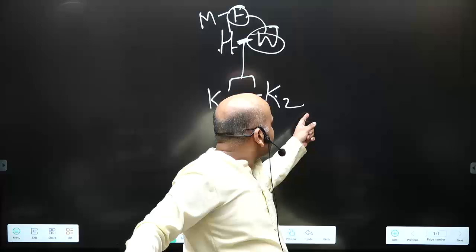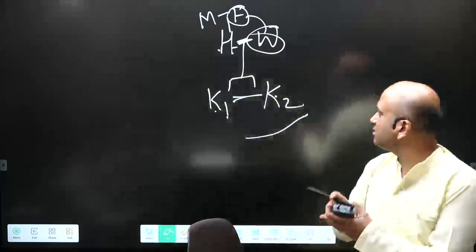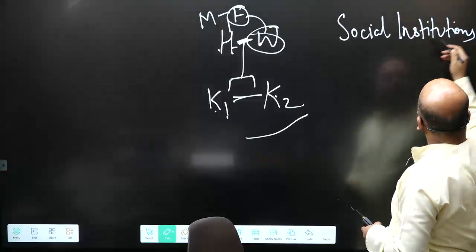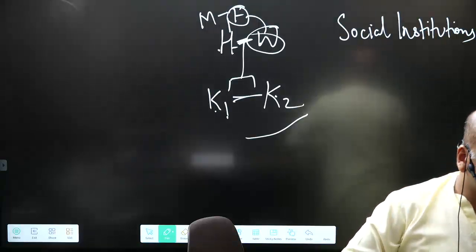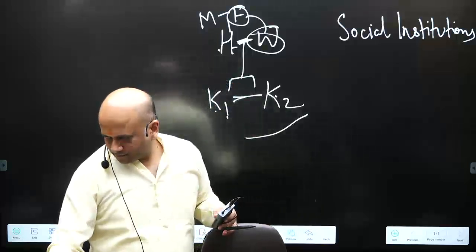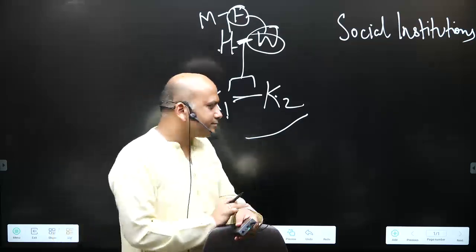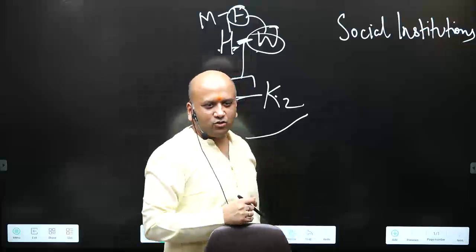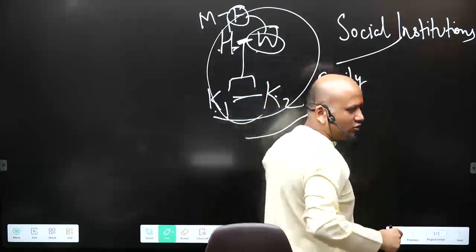These recurrent and patterned social relationships give rise to what we call social institutions. So in sociology, we study various social institutions. So these recurrent and patterned relationships of husband, wife, parent, child, sibling, sibling give rise to which social institution? What we call the family. All right?